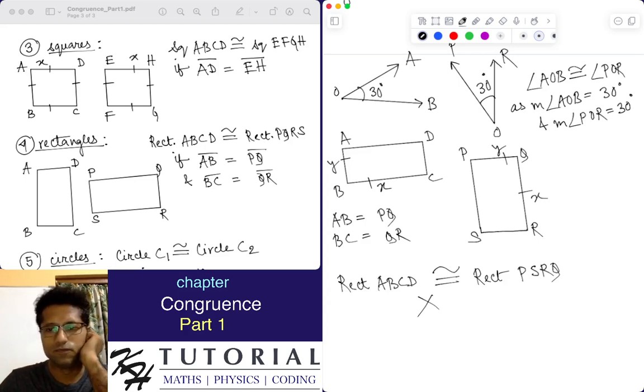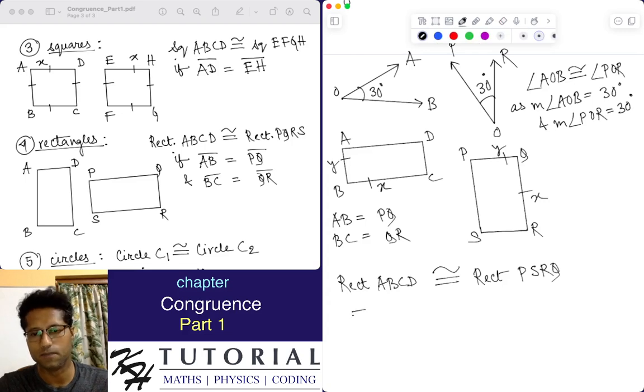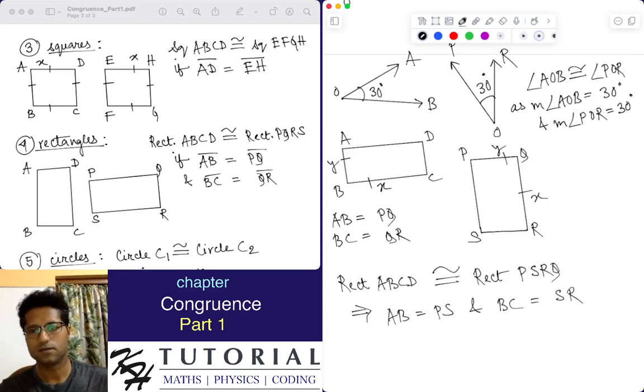Because if you express the congruency that the rectangle ABCD is congruent to rectangle PSRQ, this will imply that AB is equal to PS and BC is equal to SR, which is not the case in our figure.